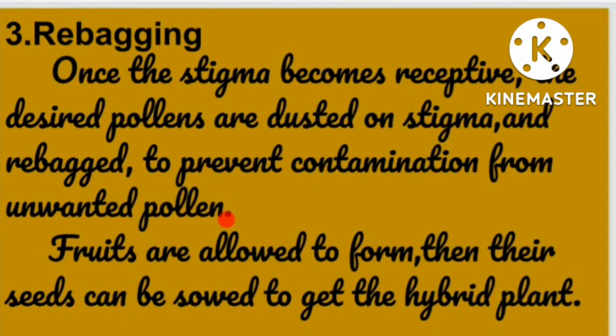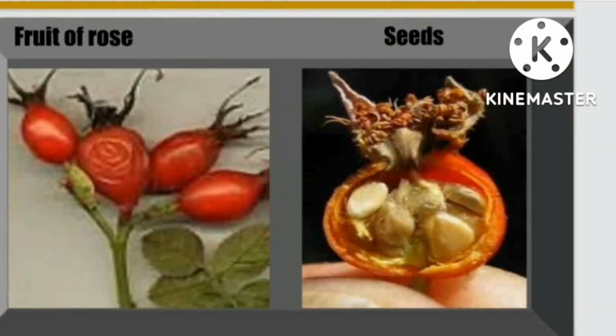Fruits are allowed to form, then their seeds can be sowed to get the hybrid plant. So after the rebagging, the fruits will be formed within the bag, and then from the fruits we will get the seeds, and these seeds are hybrid seeds. So that's how artificial hybridization is done.